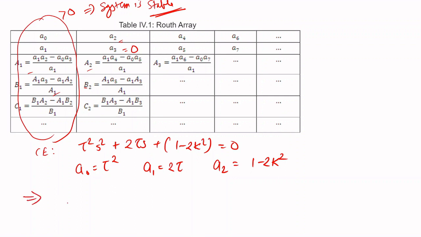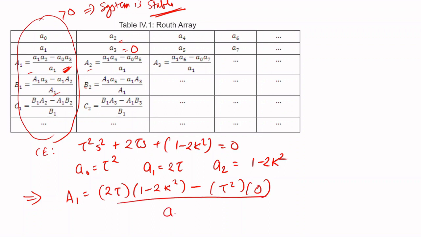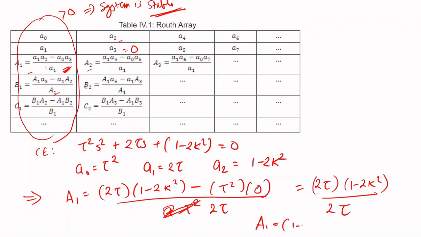So let's just calculate the value of capital A1. A1 is a1 a2 minus this entire term, so it will become 2 tau into 1 minus 2k square minus tau square into a3, and a3 is 0, so this will become 0, upon a1. So a1 we are having 2 tau, so over here in the denominator we are having 2 tau. That is, capital A1 will be 1 minus 2k square.